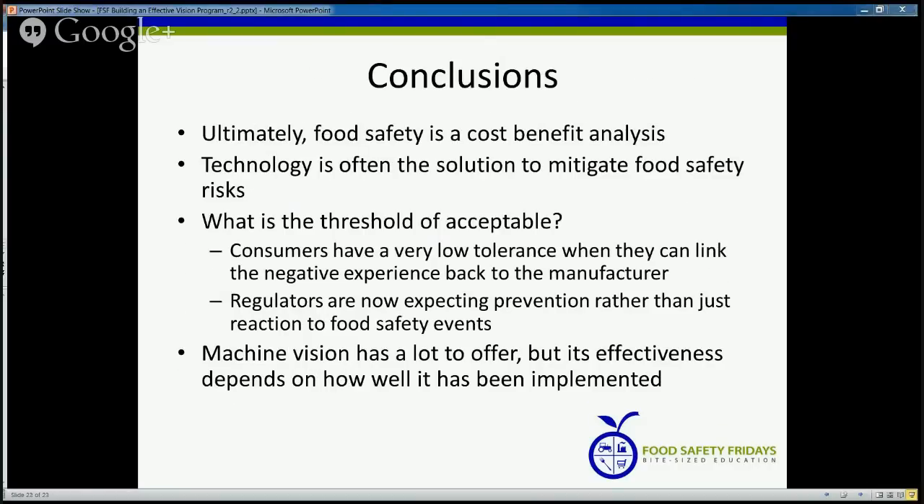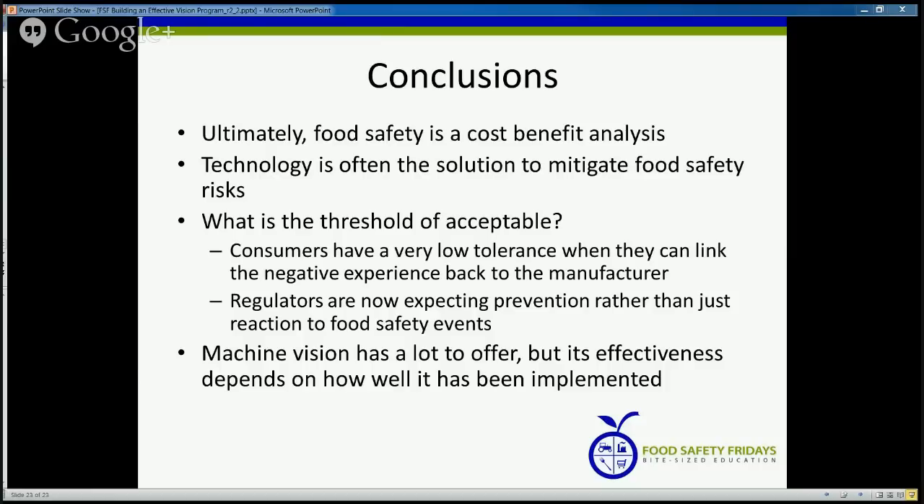So, a couple of conclusions here. Ultimately, food safety is a cost-benefit analysis. Technology is often the solution to mitigate these risks within food safety. But the real question, I guess, is what is the threshold of acceptability? If a technology is too expensive, it won't be implemented. But if it's cost-effective, if it reduces risks, if it leads to more profitability and more satisfaction from consumers, it makes sense. The threshold of acceptability with regards to machine vision, some things to consider.